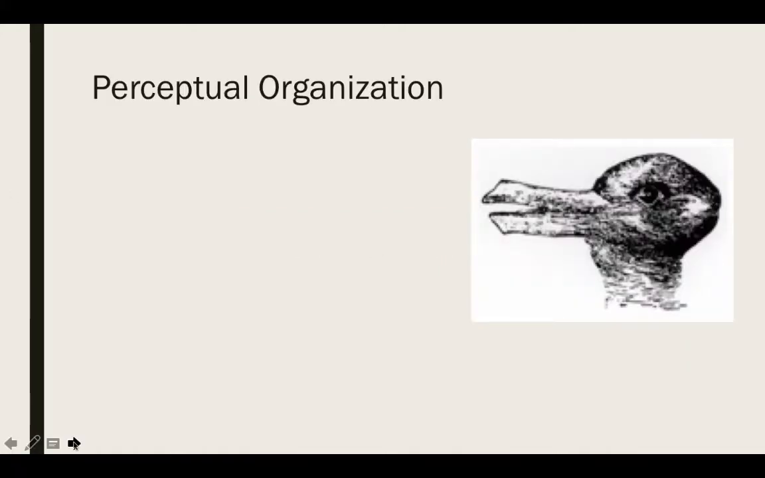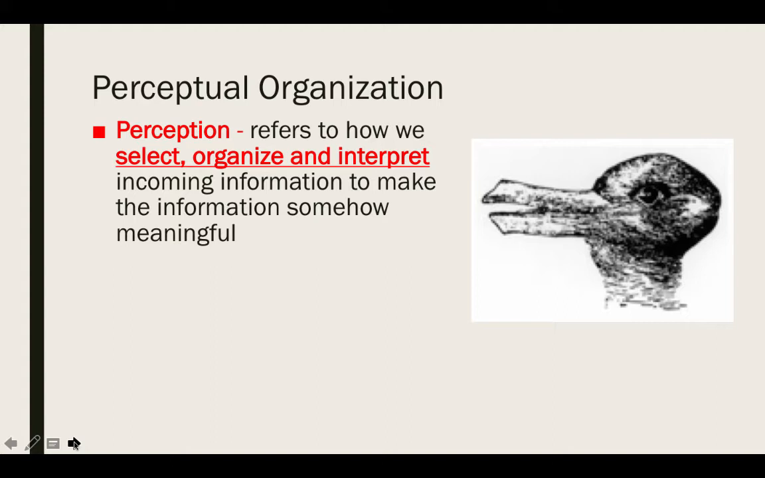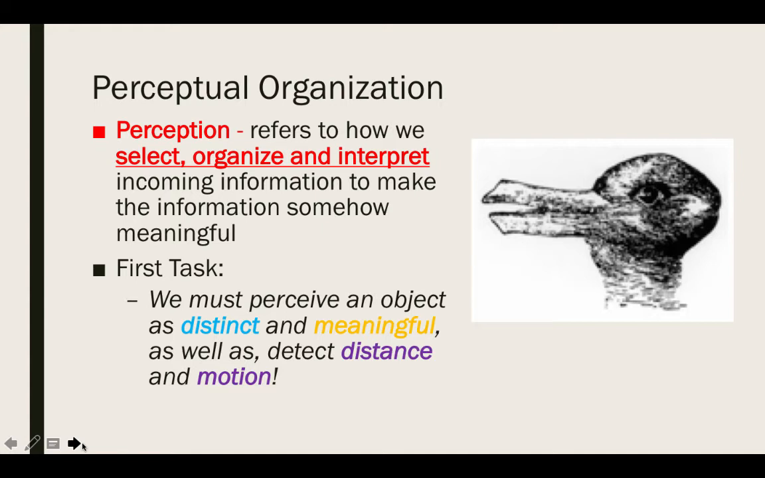We're going to first talk about perceptual organization. Perceptual organization refers to how we select, organize, and interpret incoming information from our senses, our bottom-up information, so we can make something meaningful and useful to us in adapting to our environment. We have several tendencies when we are using our top-down processing. We first must perceive an object as distinct from its background and meaningful somehow. Later on we'll talk about how we detect distance and motion.